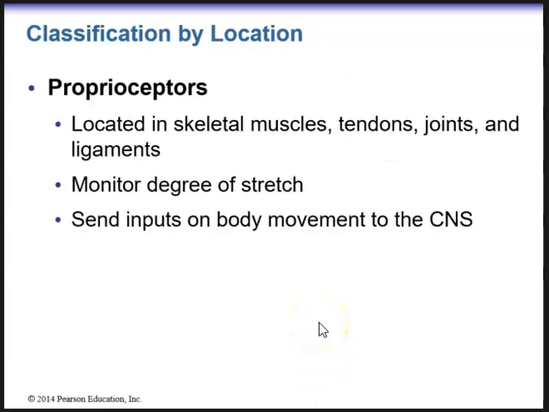Another classification by location, we have our proprioceptors. These are located in skeletal muscles, tendons, joints, and ligaments, and they will monitor degree of stretch within these structures. They will then send inputs on body movements to the central nervous system. Okay, so those are the three classifications of our sensory receptors by location.